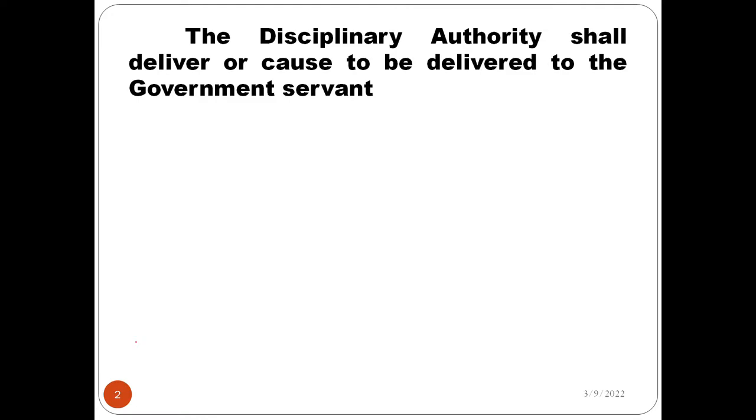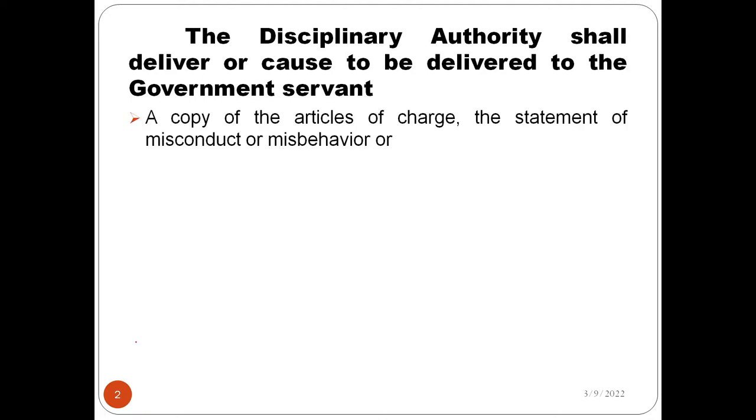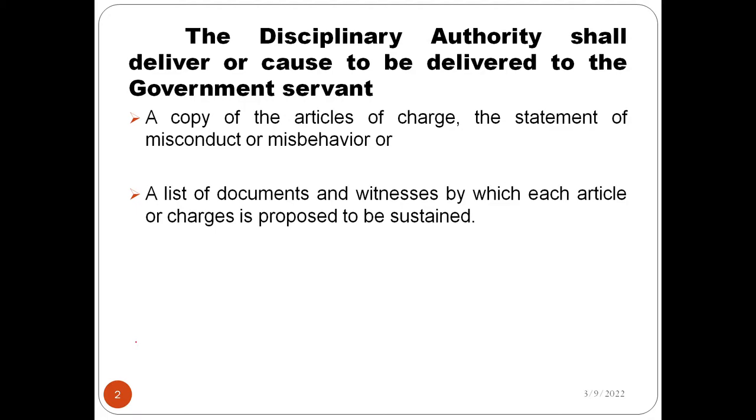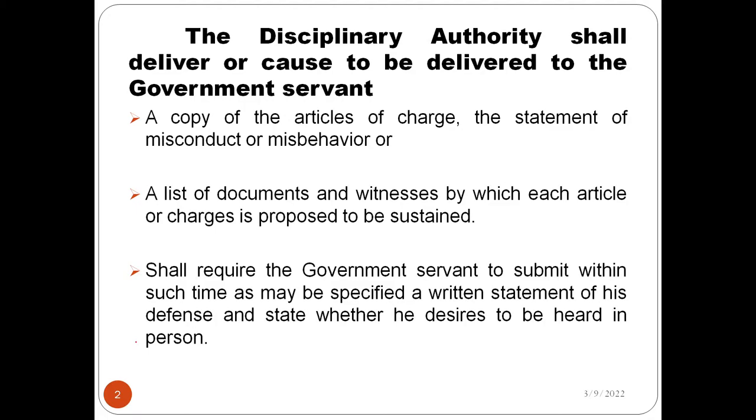The disciplinary authority shall deliver or cause to be delivered to the government servant a copy of the articles of charge, the statement of misconduct or misbehavior, a list of documents and witnesses by which each article of charge is to be sustained, and shall require the government servant to submit within such time as may be specified a written statement of his defense and state whether he desires to be heard in person.